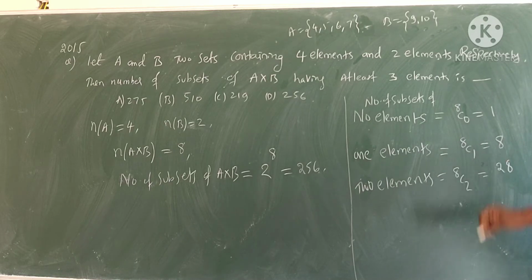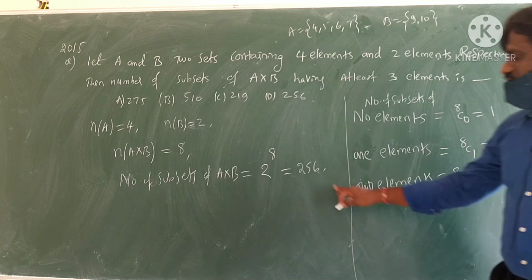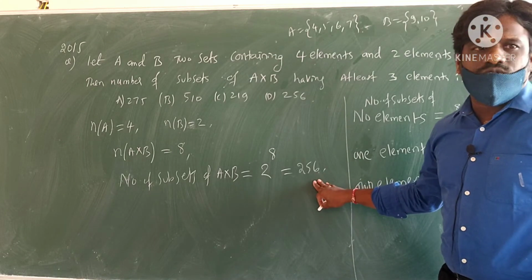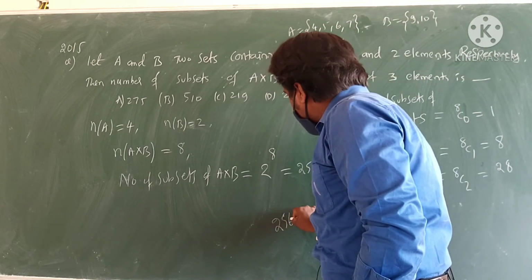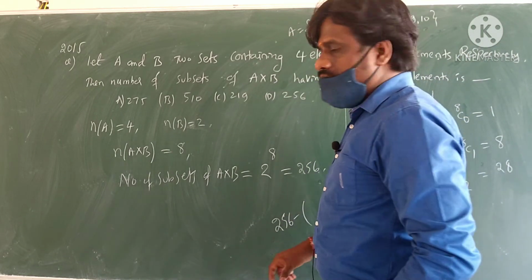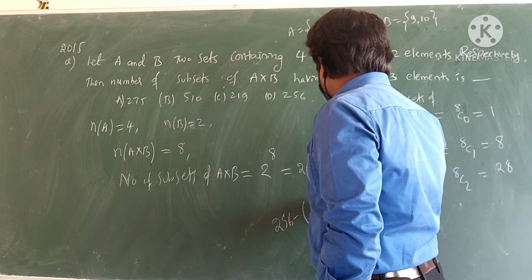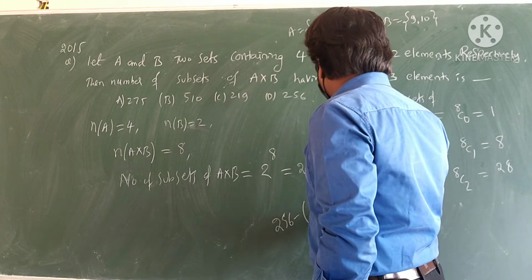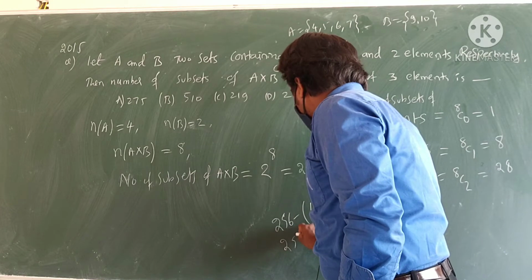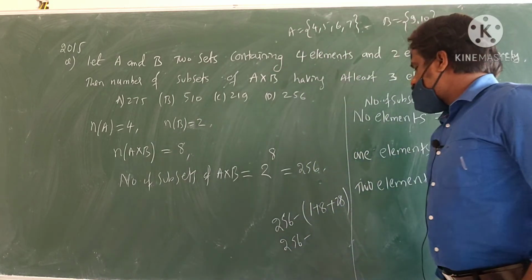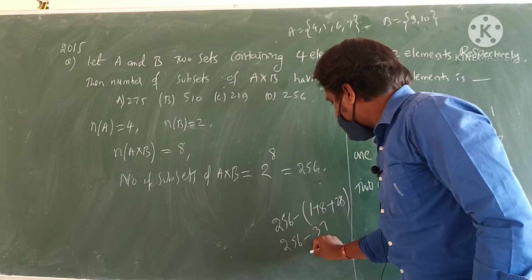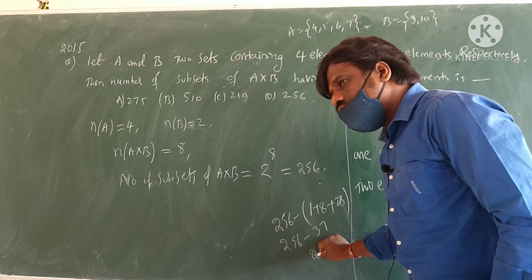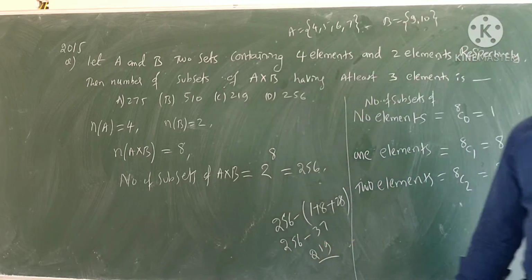Now he is asking what? At least 3, means 3 or more than 3. Means out of 256, the total number of subsets, I can subtract these. So what do I get? 1 plus 8 plus 28, that is 37, I can subtract. So 256 minus 37, how much do you get? 219, right?